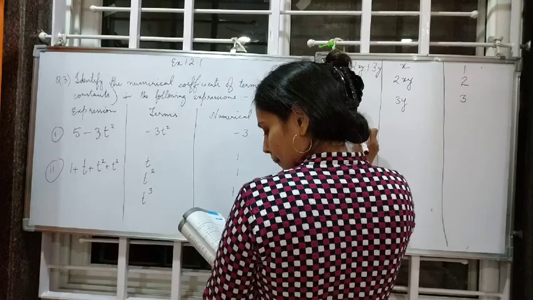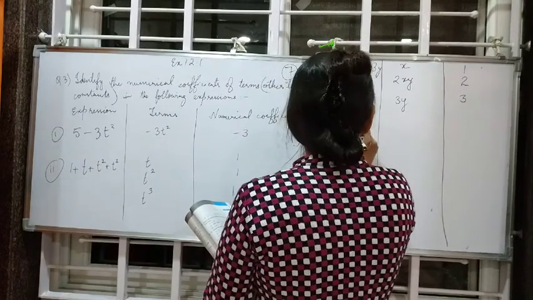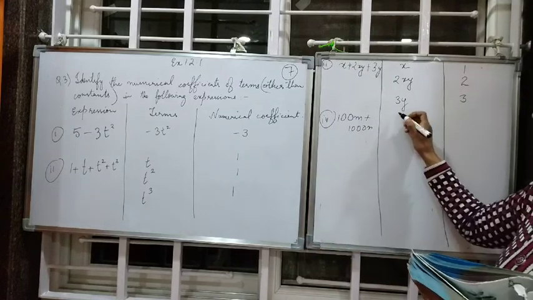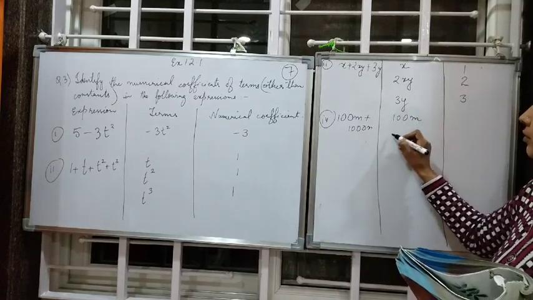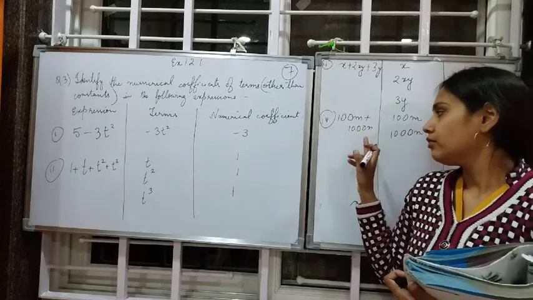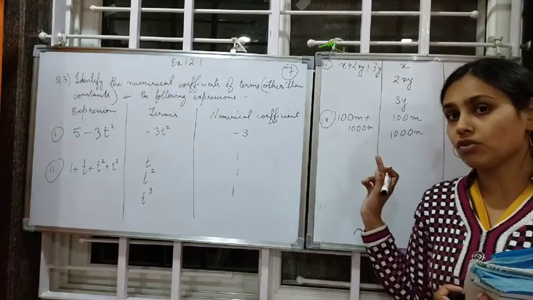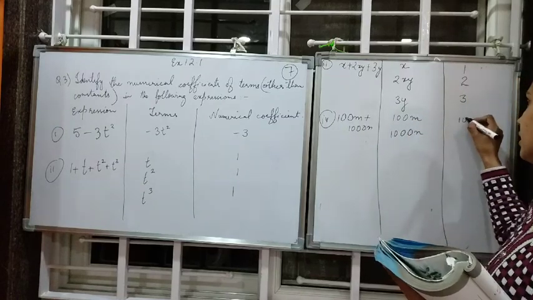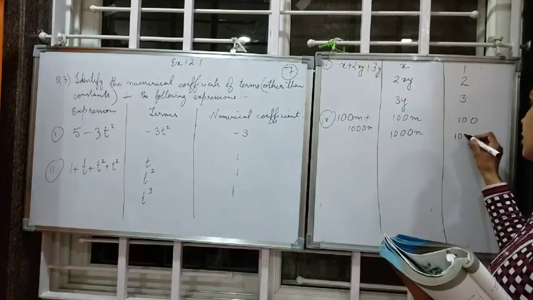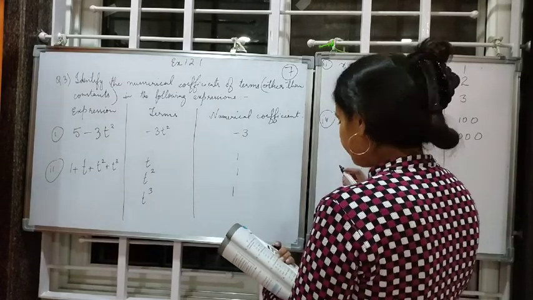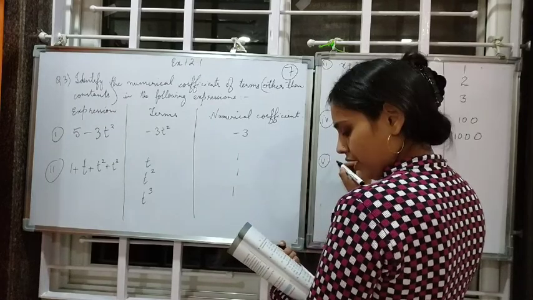100 m plus 1000 n. 100 m and 1000 n are the terms which are other than constants. There is no constant term in this expression. Now the numerical coefficient here is 100 and the numerical coefficient here is 1000. This is the fourth one. And then we go to the fifth one.